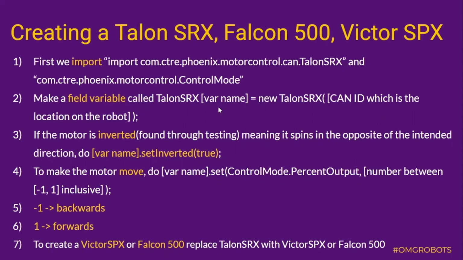An important point to remember is that if the motor is inverted, meaning it spins in the opposite of the intended direction, we would write this code. To make the motor move, we would use this method where -1 means backwards and 1 means forwards. To create a Victor SPX or Falcon 500, we would replace Talon with those names, respectively.